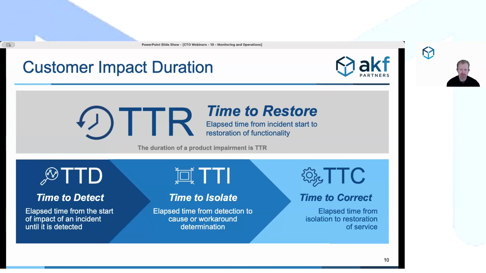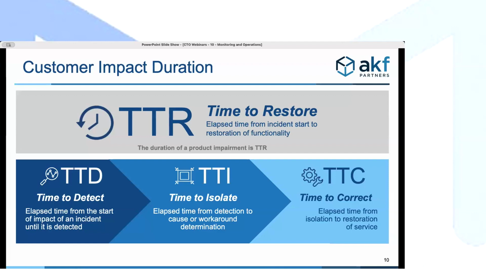So now, by show of hands, how many of you are tracking time to restore in your system? First question. So show of hands, is anyone tracking this? Good. All right, I see two of you, three of you doing that. Now, how many of you are tracking this next level down metrics, time to detect, time to isolate, time to correct, at least one of those as a subcomponent of TTR? Are any of you tracking that? Good. All right. So, Leah, do you mind coming off mute and just sharing how you're tracking that?